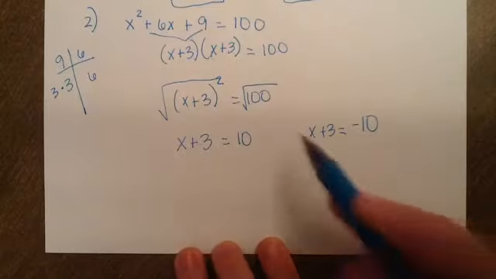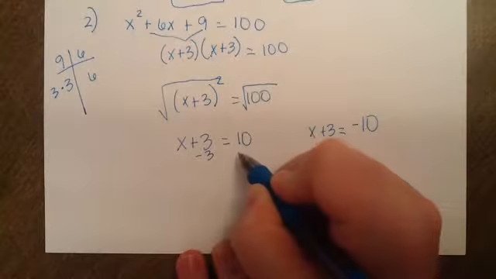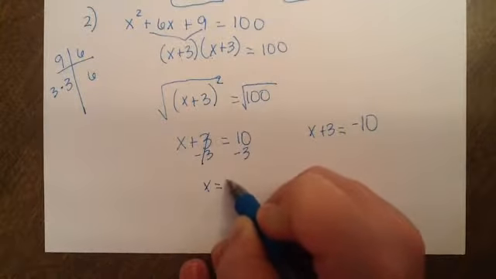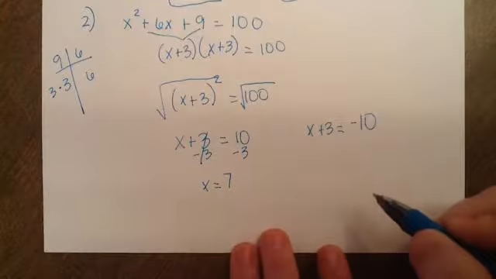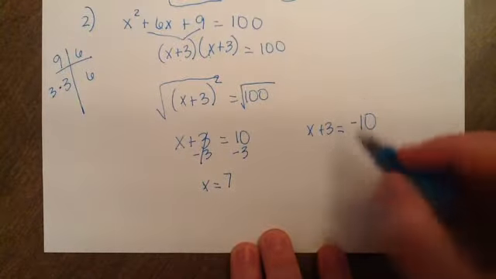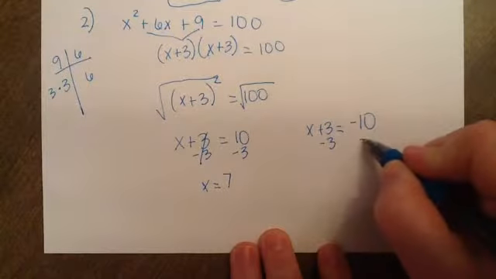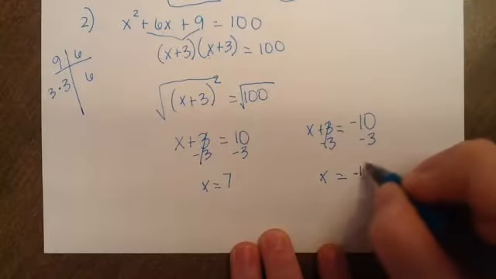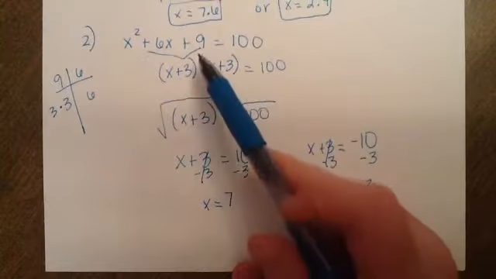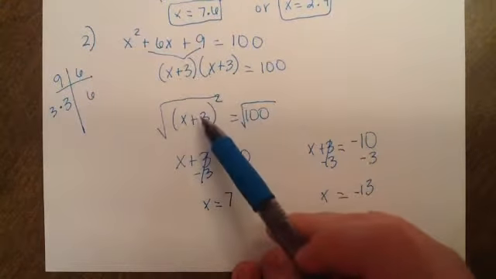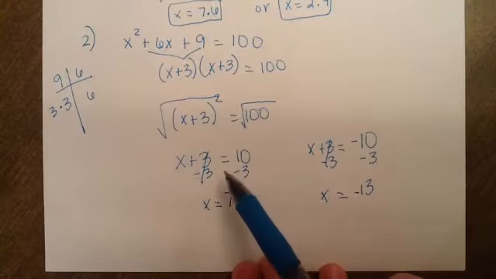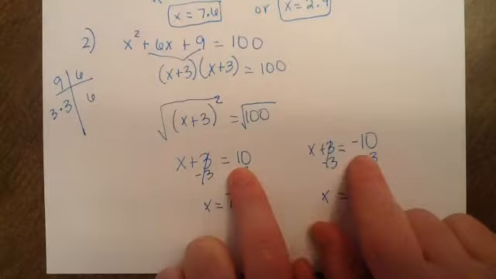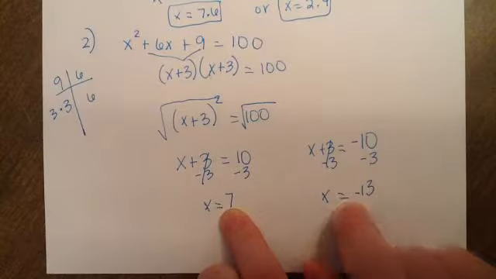Now you can go ahead and solve for x. Minus 3. Minus 3. X equals 7. Same thing on this side. Minus 3. Minus 3. X equals negative 13. So factor this so it's the same thing both sides. Take the square root. Set up our two equations because square root is positive and negative. Solve for x.